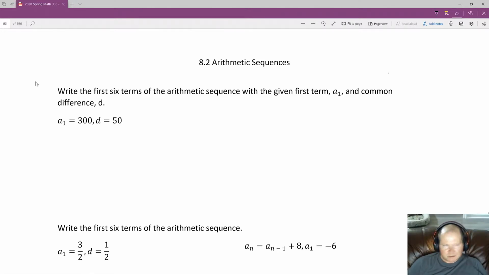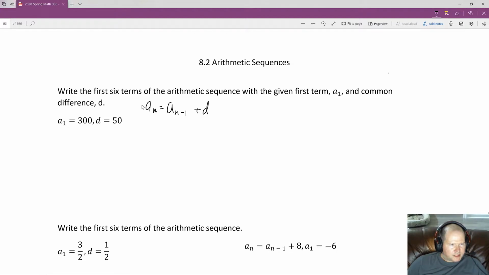Arithmetic sequences. Alright, so write the first 6 terms of the arithmetic sequence with the given first term a1 and a common difference of d. Okay, so I think the general form of this is a_n is equal to a_(n-1) plus d.